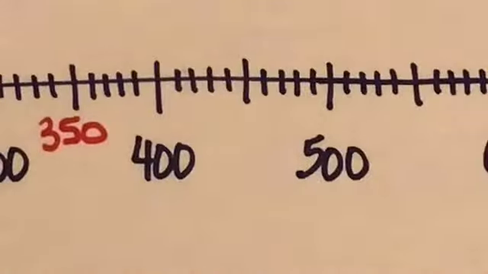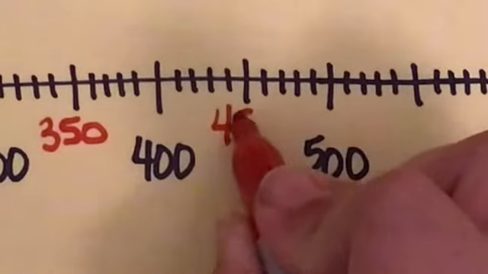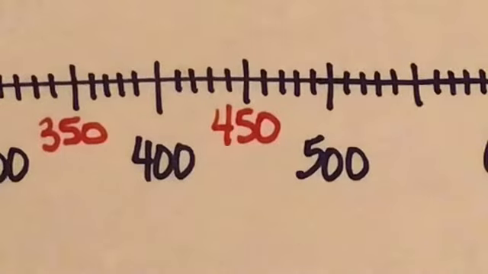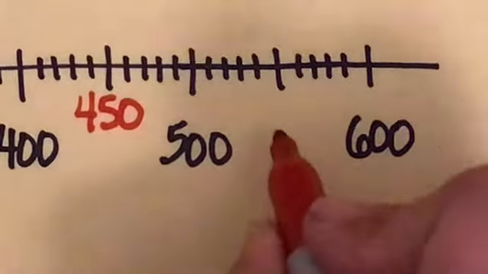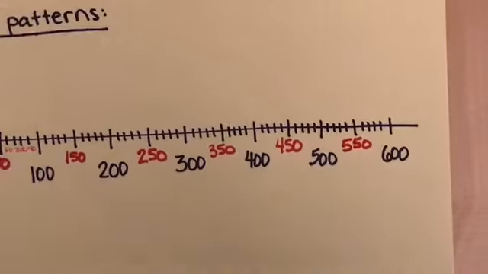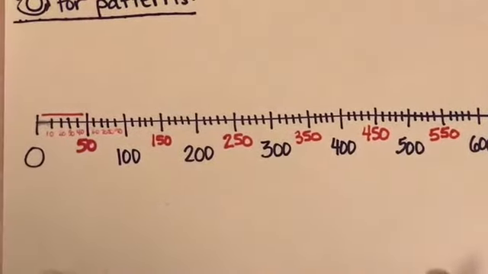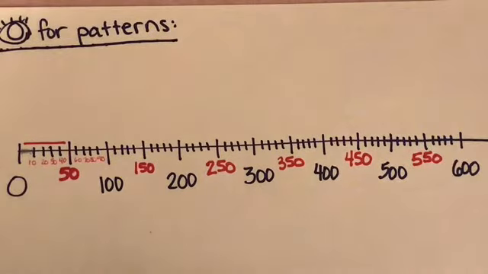What comes halfway between 400 and 500? 450. What comes between 500 and 600? Good, 550. I'm going to zoom back out and I want you guys to notice what's going on. Look at the pattern. What's happening over and over again? What number comes halfway between when you're counting by hundreds?